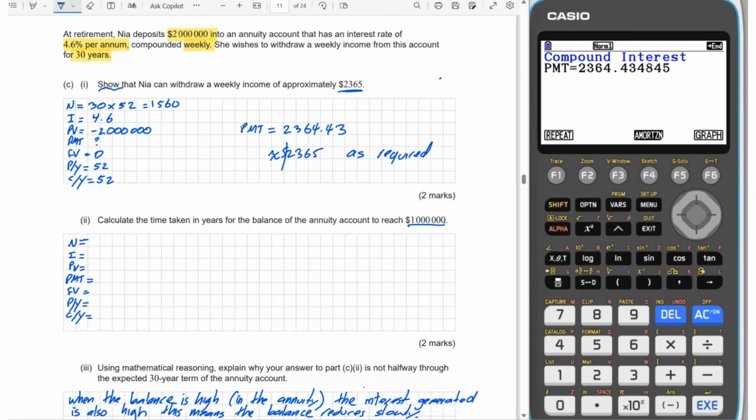Okay, calculate the time taken in years for the balance of the annuity to reach $1 million. Okay, so remember she starts with 2 million here, and so we want to know how long it is going to take to get to half of that amount. And it is a time taken, so we are going to find N. We've still got that 4.6%. We still gave 2 million at the start here. Our payments are going to be the $2,364.43. And like I said, we want to know how long it takes her to get to $1 million if we're withdrawing and compounding weekly.